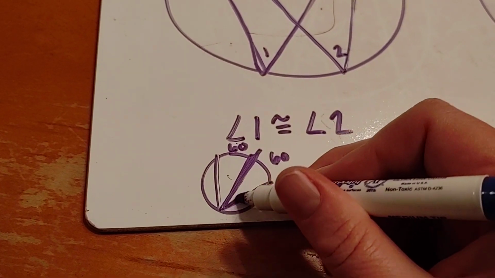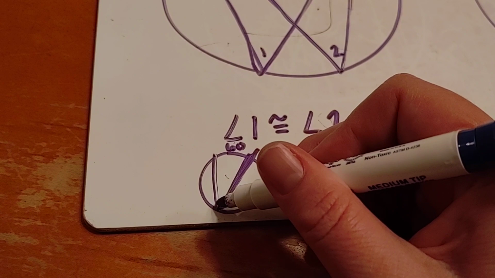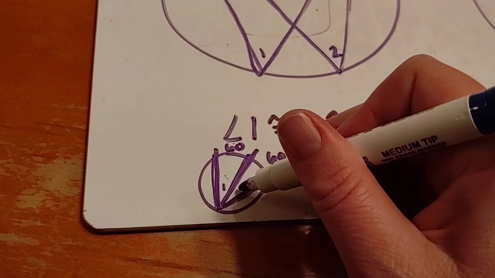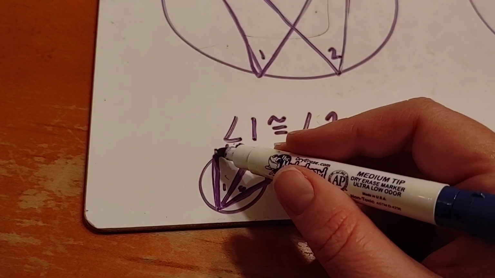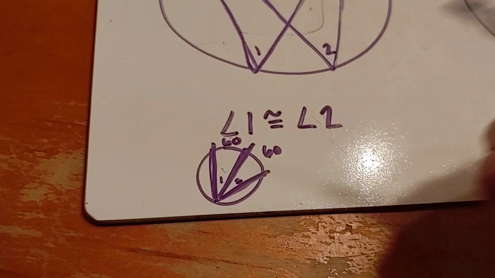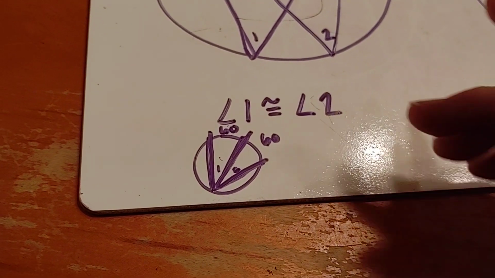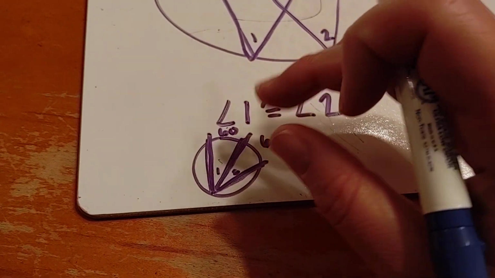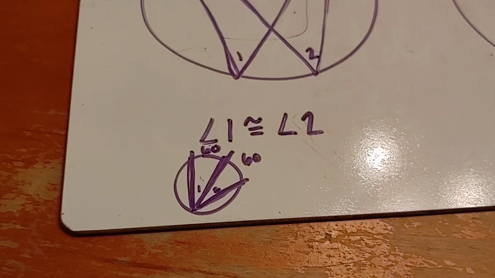This inscribed angle intercepted this arc, and this inscribed angle, so this is angle 1, this is angle 2. Angle 1 is intercepting this 60 degree arc. Angle 2 is intercepting this 60 degree arc. Angle 1 and angle 2 would be equal there too. And they are not the same arcs, they're just congruent arcs. In this picture, I had them intercept the same arc.